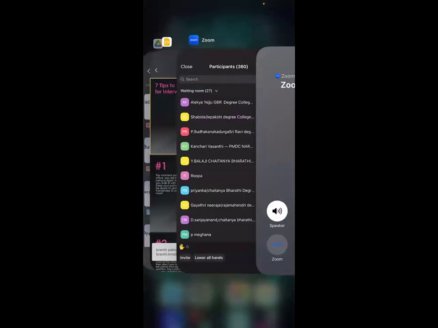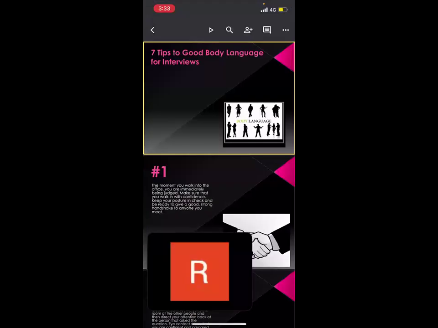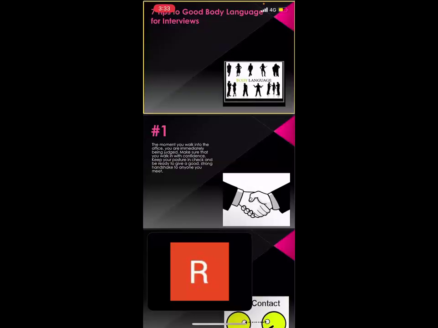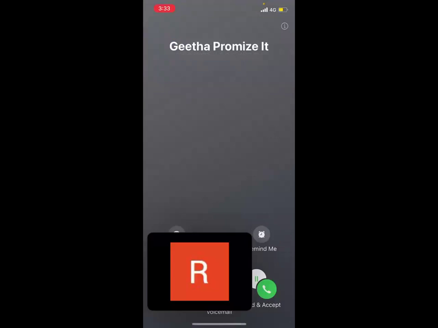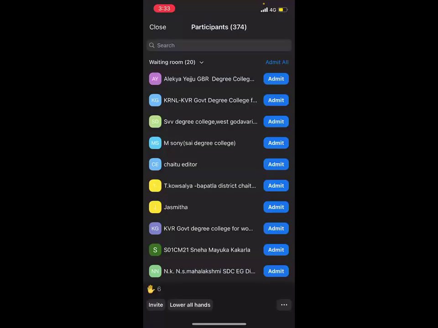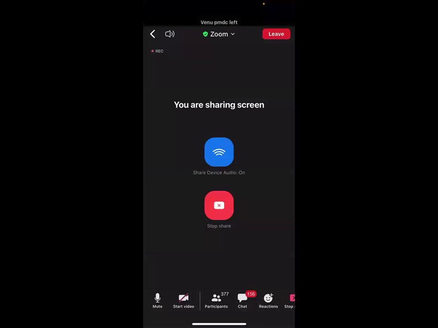The first thing we'll be learning today is the 7 tips to good body language. In this, I would like all of you to know the first one, which is the handshake. Whenever I speak about the handshake, the first thing is the firm handshake. This is one of the most important things you all have to remember, because only with a firm handshake will you probably represent. Okay, give me a minute. Okay, right. I hope my screen is clear.